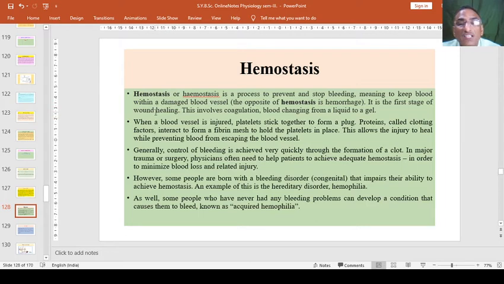Whenever an injury is there, blood is flowing, it forms a clot and it stops the blood, and the wound completely heals. But in wound healing, there are some steps, 8 to 10 steps. Of them, first is the hemostasis.